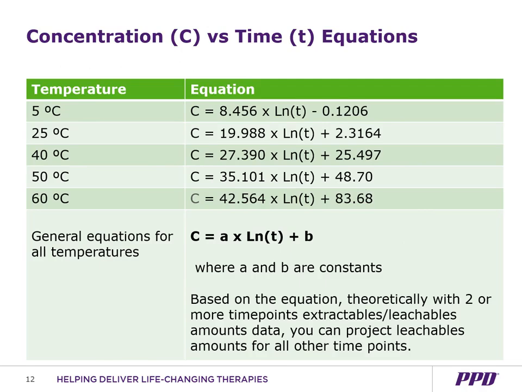So here is a summary of those general equations we gathered from each of those plots to make a general equation, where C equals the extractables or leachables concentration or amounts. A and B are constants that can be derived from the existing time points data, and T equals time. So for this, theoretically, with 2 or more extractable and leachable time point amounts, you could project the leachable amount for future time points.